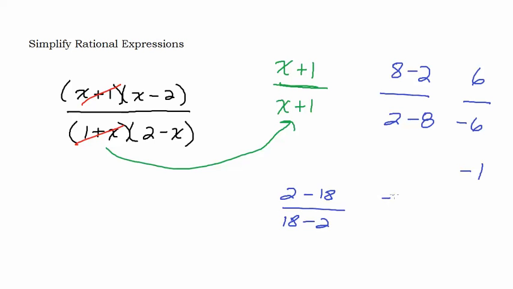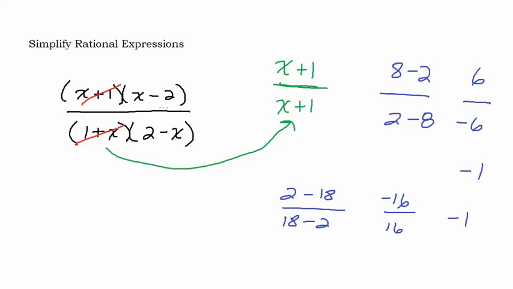The top's going to be negative 16. The bottom's going to be positive 16. That's going to reduce to negative 1. And that will always happen if you switch the order of the subtraction. One's going to be positive, one's going to be negative, the same absolute value. So, can you reduce x minus 2 over 2 minus x? The answer is yes, you can.